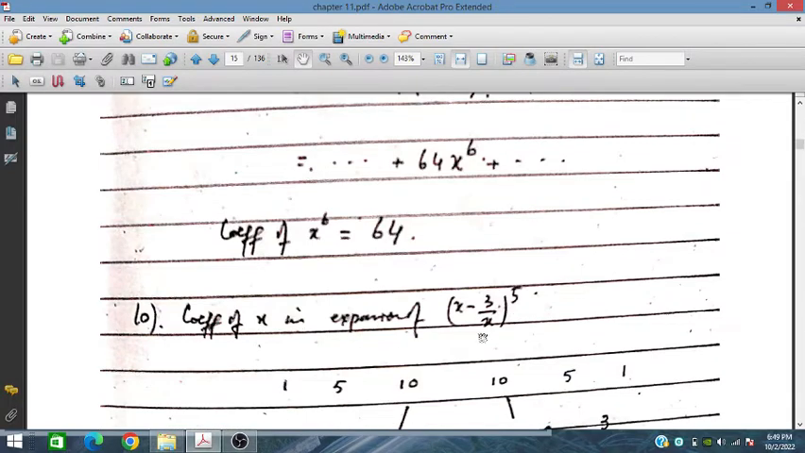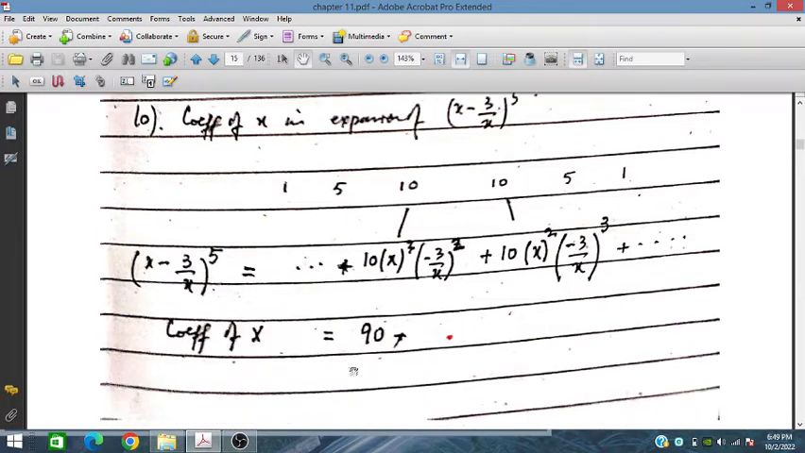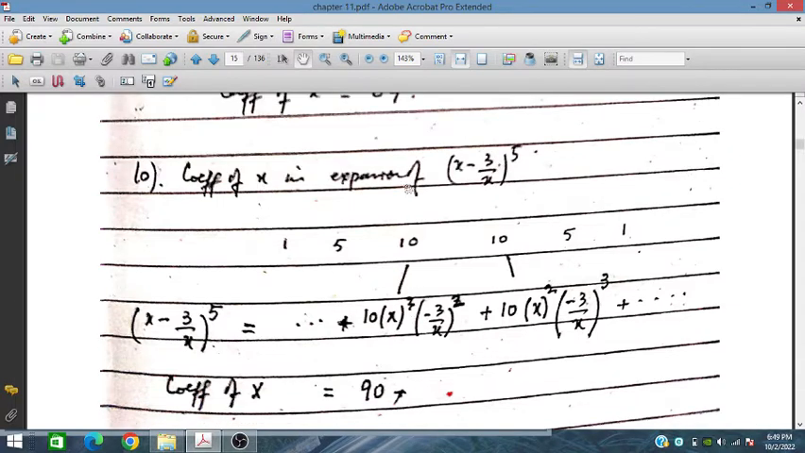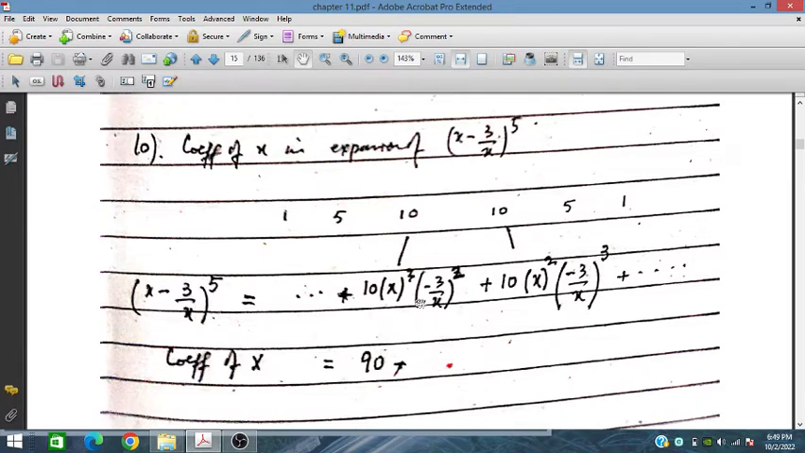Coefficient of x in the expansion of this, by solution we have obtained this. Here we have a coefficient of x, because this x power 2 and x power 3 will cancel out, and the resultant will be x with this value. So this is 90. On simplification we can obtain this one.